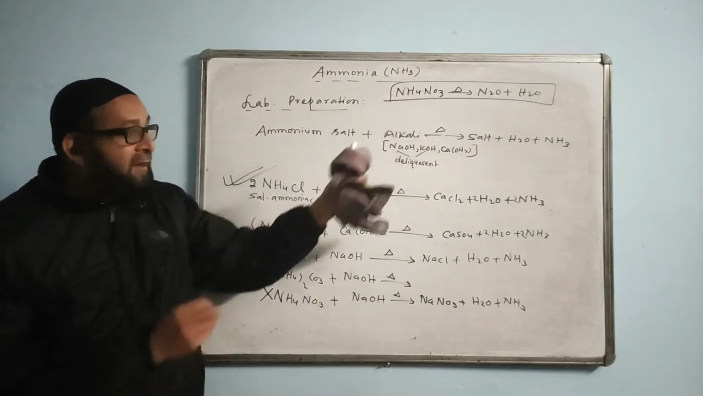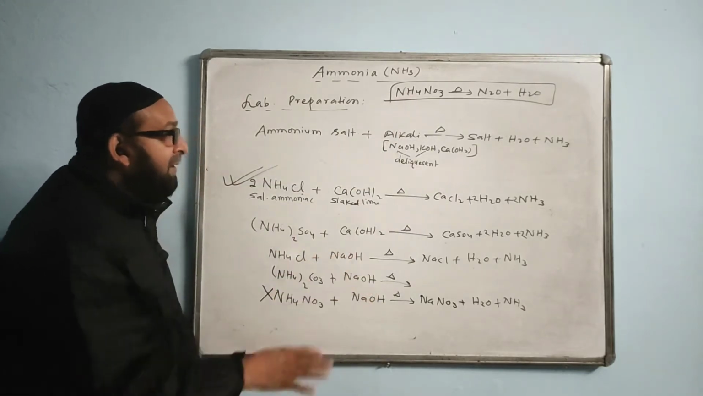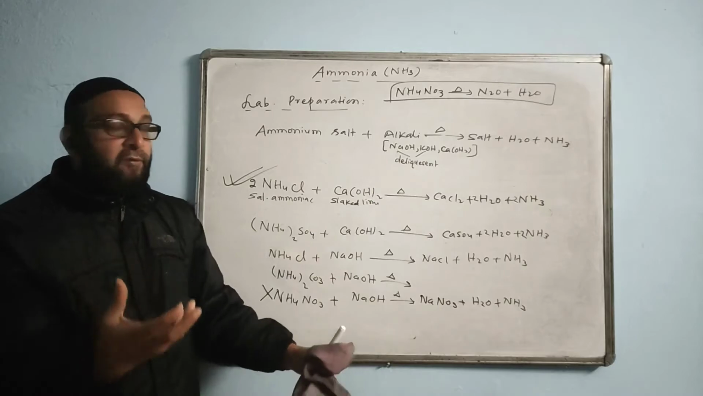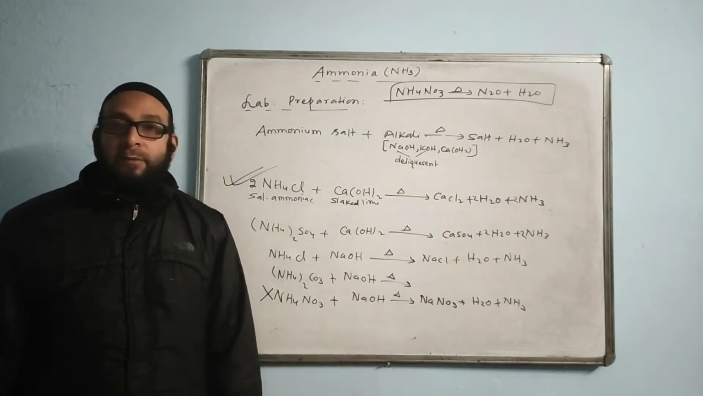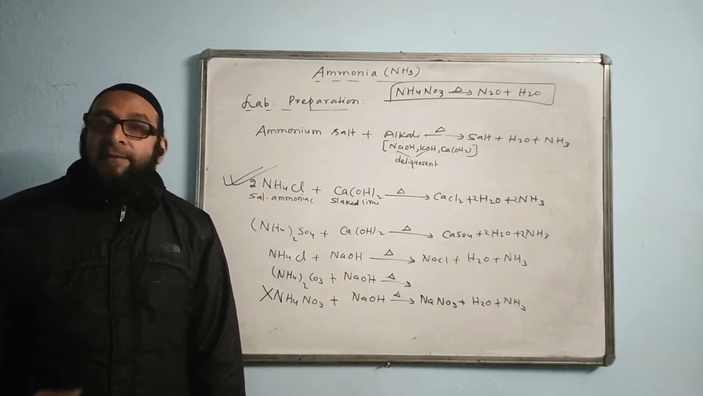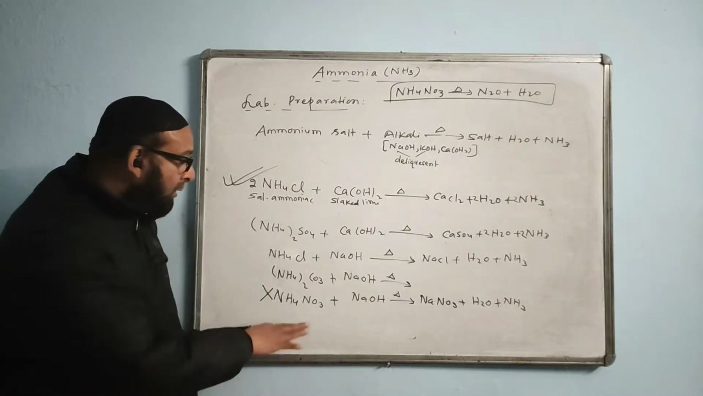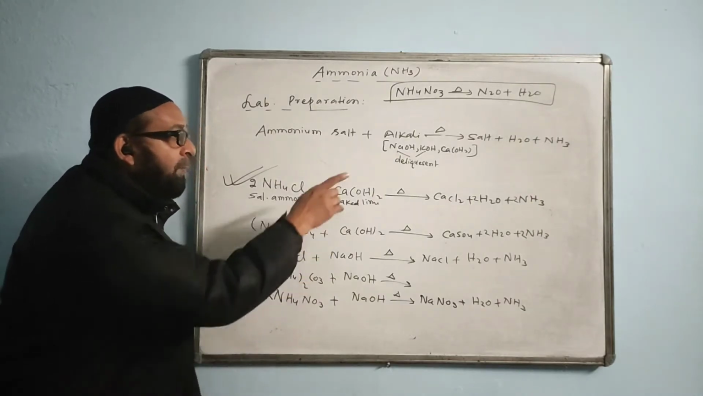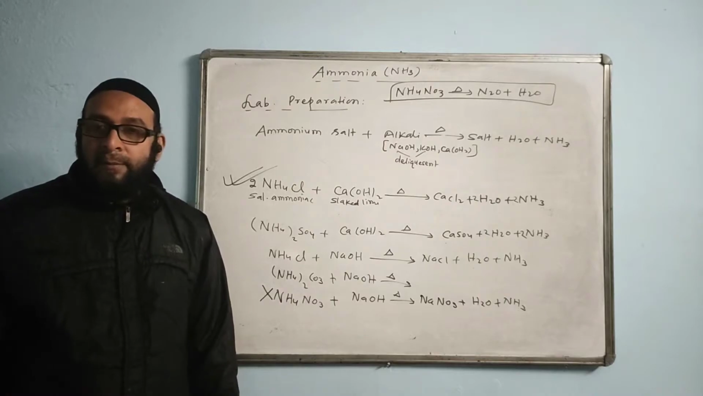Why? Because it itself decomposes. Before taking part in the reaction, it decomposes itself to give nitrous oxide and steam. So it never gives ammonia. That's why ammonium nitrate cannot be used for the preparation of ammonia.